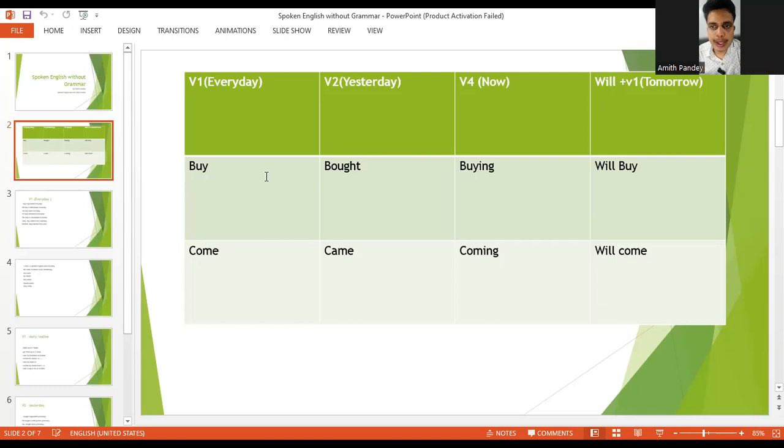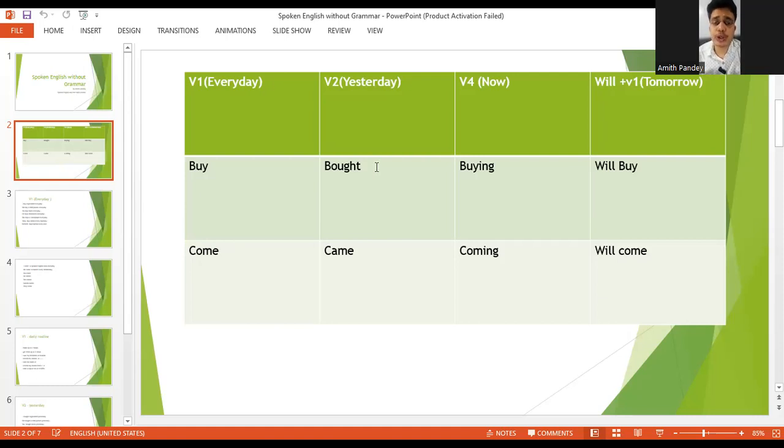In order to express the everyday activity, for example, if you buy vegetables, you can say, I buy vegetables every day. Or if you buy the vegetables every Saturday or every Monday, you can use, I buy vegetables every Saturday or every Monday, or I come to spoken English class every day. These things you can tell with the help of V1. V1 is used in order to express the things that you do in your day-to-day life, related to everyday things.